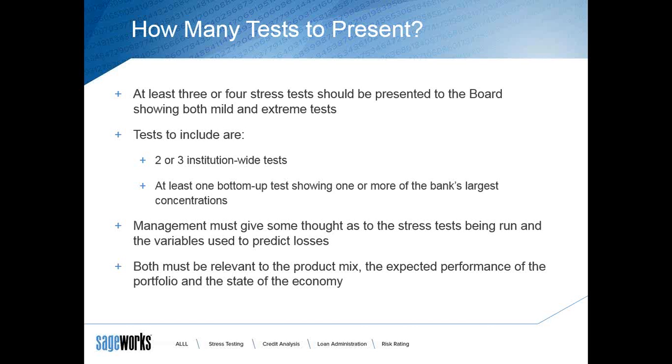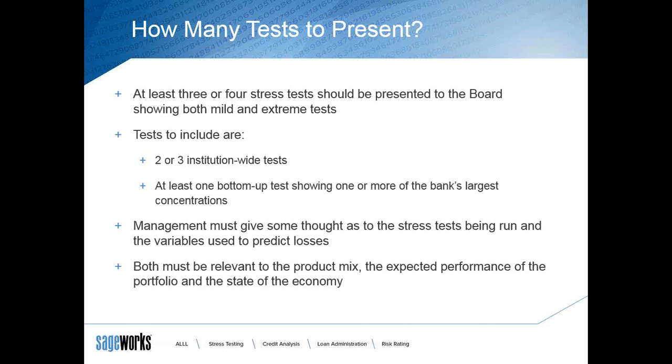It's going to change. You might have 3 one year, 5 another year. Tests change from time to time as well. But in general, I would say you want to think about 3 or 4 different stress tests to the board. I think at least 2 or 3 of those should be institution-wide tests, whether it's a number of different possibilities or entirely different tests. But I think you want 2 or 3 institution-wide tests.